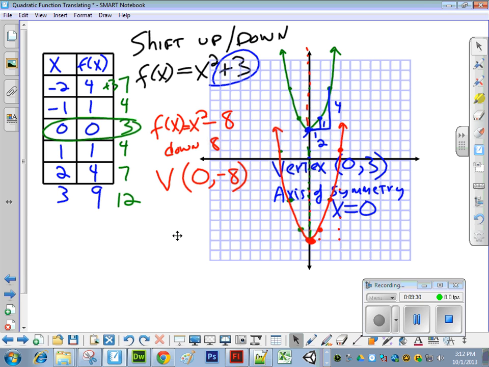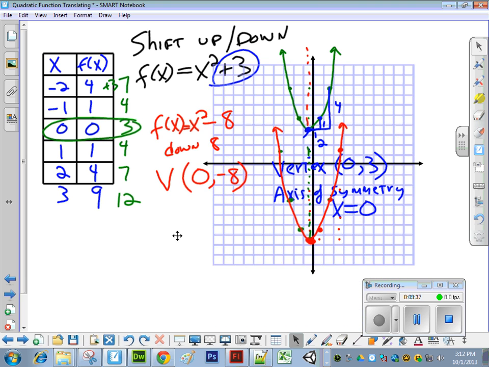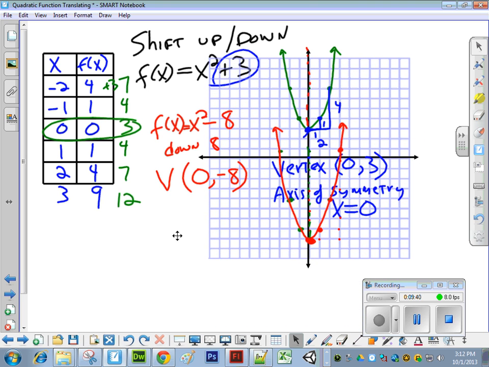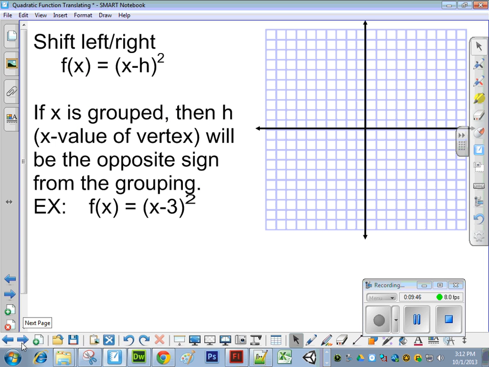Now I want to double check the shape of this. Or let's not for right now. I'll check it in just a second here. Let me go to the next slide. If I want to shift it left and right, when x is grouped in the h, the x value of the vertex will be the opposite sign from the grouping.